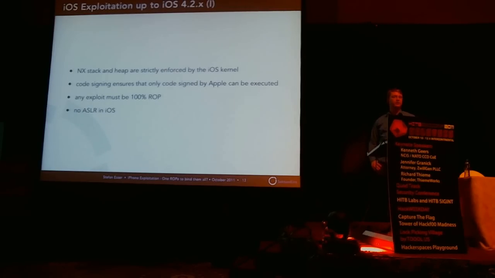Additionally, the code signing ensures that code can only be executed if there's a digital signature from Apple, and therefore all exploits must be 100% return-oriented programming. And at this time, we also did not have any kind of ASLR in iOS. The exception is that some of these protections are not working on jailbroken iPhones, but still, at least the beginning of an exploit for a jailbroken iPhone must use a little bit of ROP to map the memory writable and executable.